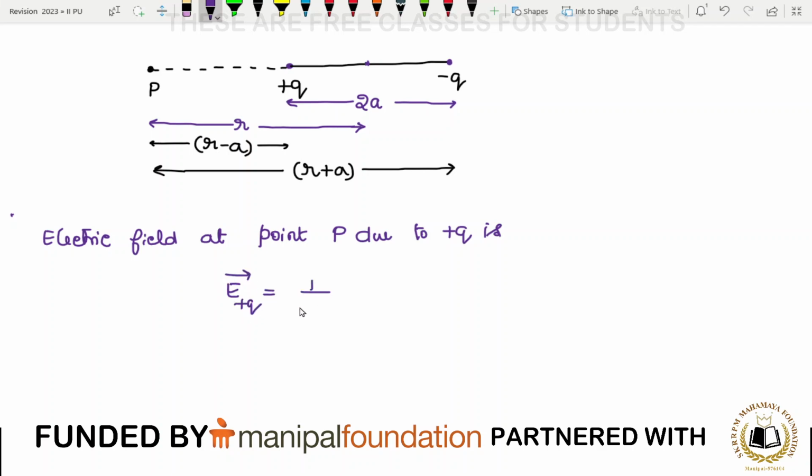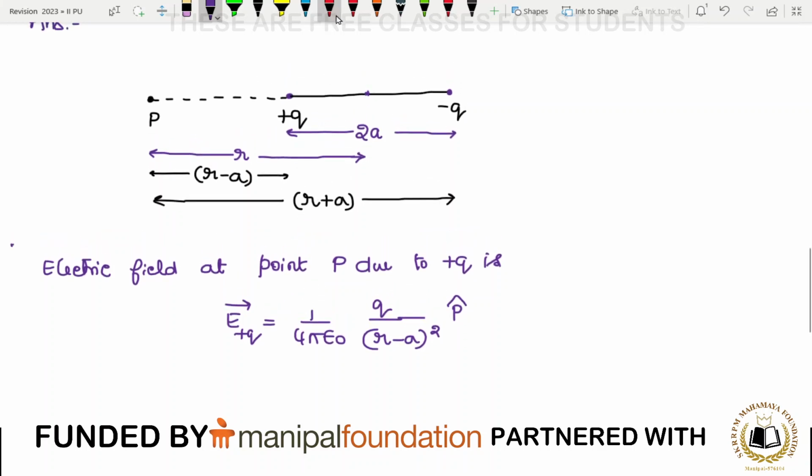That is equal to 1 by 4 pi epsilon naught charge Q divided by distance. What is the distance? R minus A whole square into P cap. Okay, why like this into P cap? Now, what is the electric field due to the positive charge? Electric field due to positive charge is outward, and we want electric field at point P. Therefore, due to this positive charge it will be like this, from the positive charge towards the point.